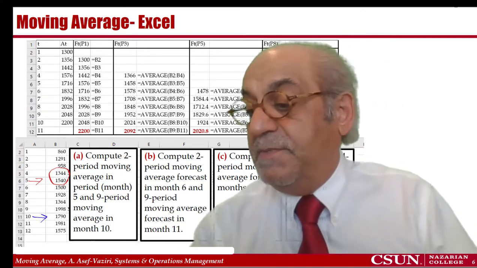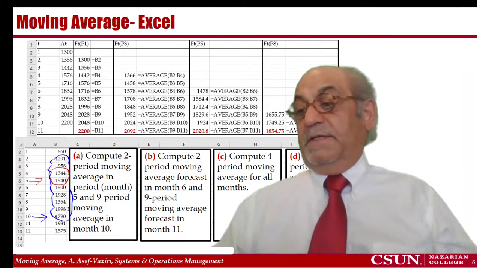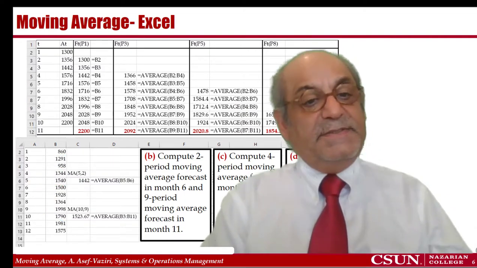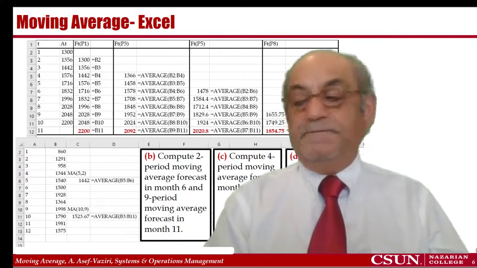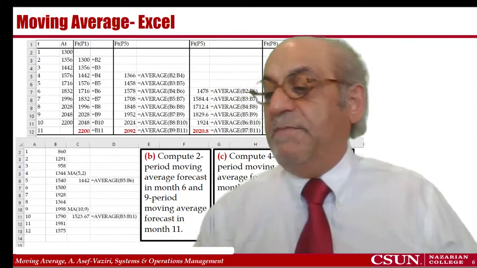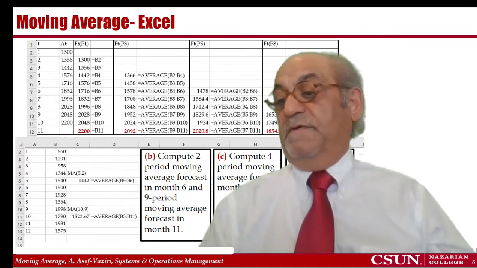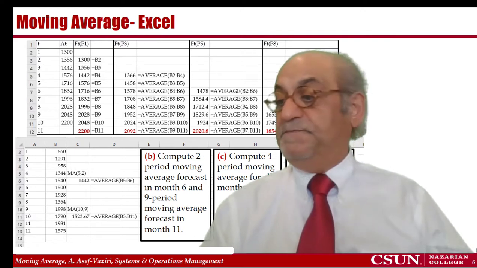So I will go to month 10. I need to compute the 9-period moving average: 1, 2, 3, 4, 5, 6, 7, 8, 9. This is 9 periods. I take these 9 numbers and average them. And these are the answers. Formulas are there, computations are there, everything is there. For example, I have used the notation MA 5 and 2 for month 5 and 2-period moving average.